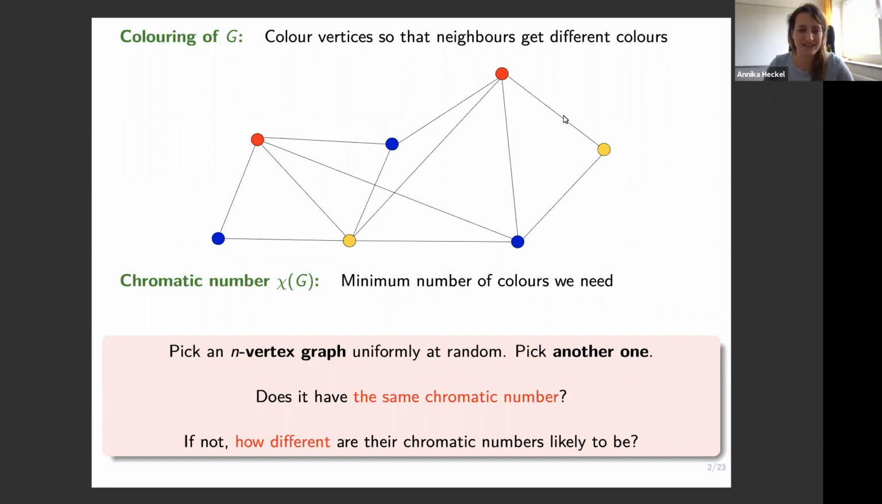Now, until recently, we didn't know whether or not the distribution of this random variable is concentrated on constantly many values or not. And the main result that I'm going to talk about in this talk is that, at least for infinitely many values n, the chromatic number of a random n-vertex graph is spread out over at least about root n values.